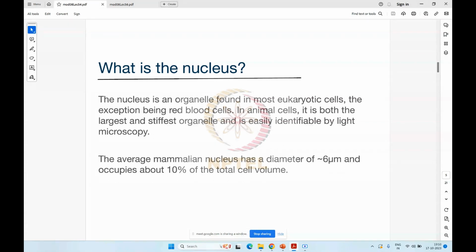The average mammalian nucleus has a diameter of 6 micrometers. If you consider a cell having a diameter of say 20 to 30 micrometers, it can be anything.